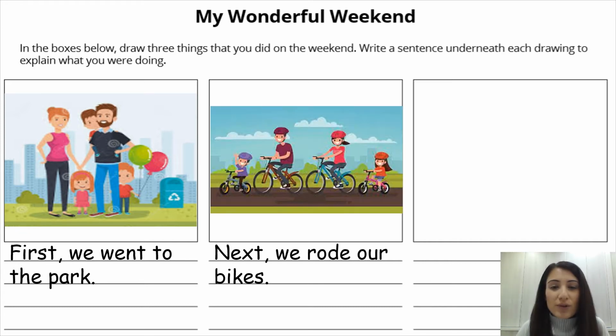Now, I have drawn a picture of my family and I doing the next thing, which was riding our bikes. And then underneath you can see another sentence, and that sentence says, next we rode our bikes. So I've used the word next to show the next thing that has happened.